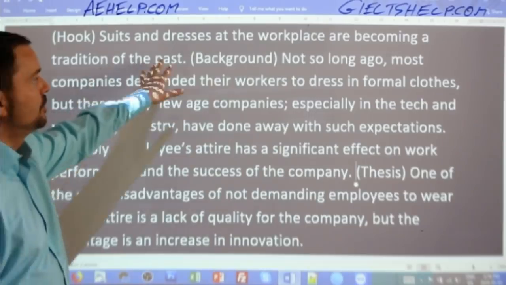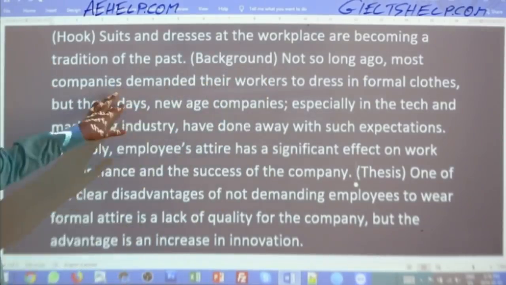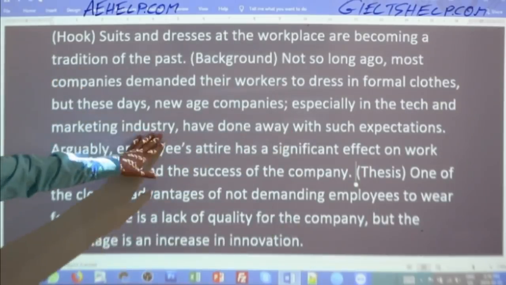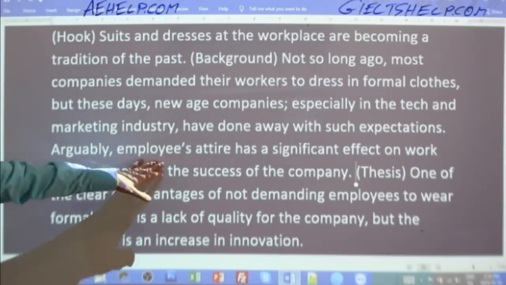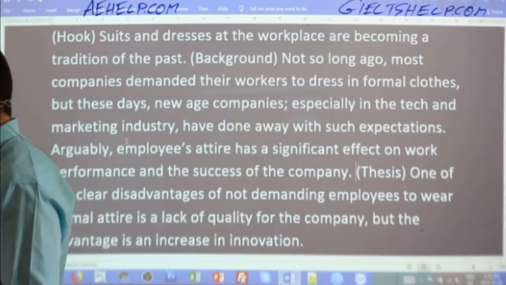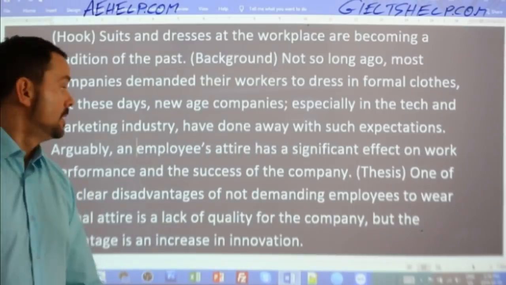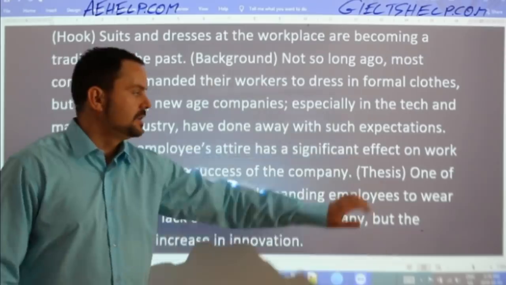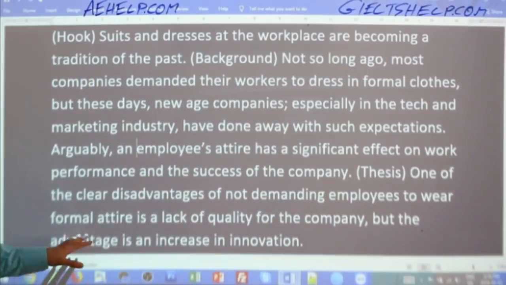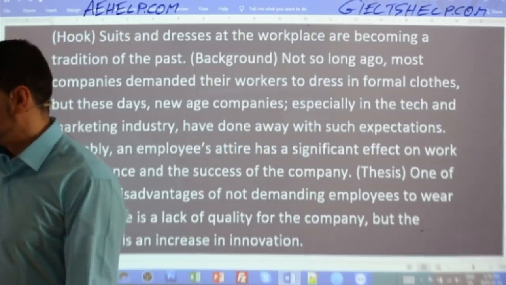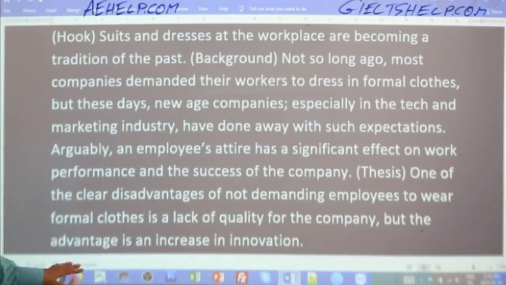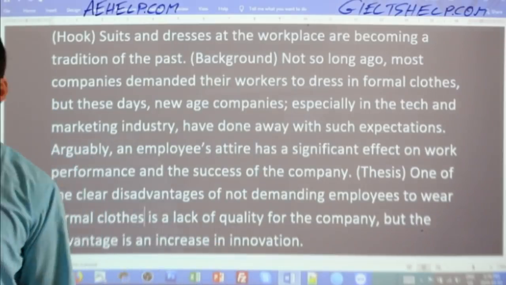So suits and dresses at the workplace are becoming a tradition of the past. Not so long ago, most companies demanded their workers to dress in formal clothes, but these days, new age companies, especially in tech and marketing industries, have done away with such expectations. Arguably, employees' attire has a significant, I'm going to go plural on that, or singular, and then I have to put an, right? So arguably, an employee's attire has a significant effect on work performance and the success of the company. One of the clear disadvantages of not demanding employees to wear formal clothes, just because I used attire there, is a lack of quality for the company, but the advantage is an increase in innovation. Okay, that would be a Band 9 introduction.